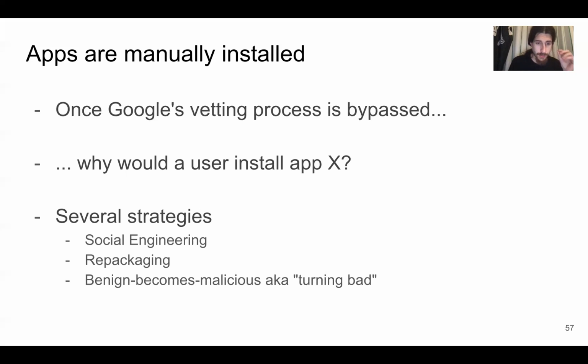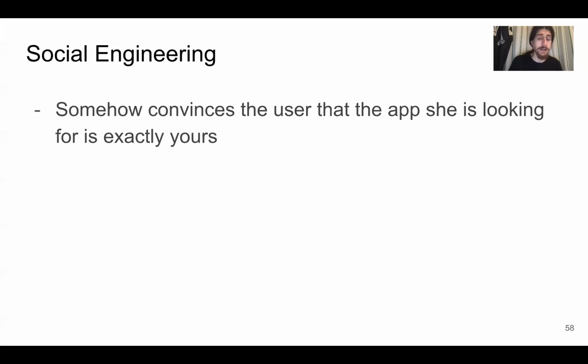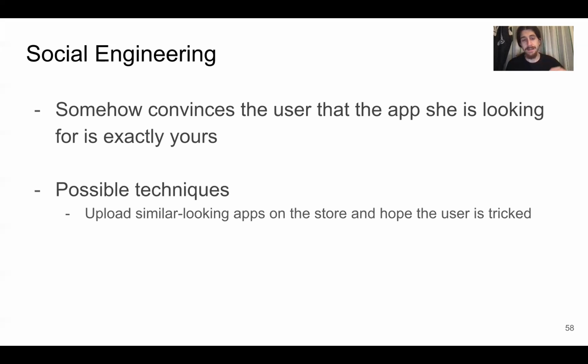So I believe I have some notes on social engineering first. Basically, what I want to do is to discuss in depth these three categories. So social engineering, as I mentioned, is about convincing the user to say, this app is exactly what you were looking for, so please install it. And there are many tricks. Again, similar-looking apps on the store, and you hope that the user is confused.